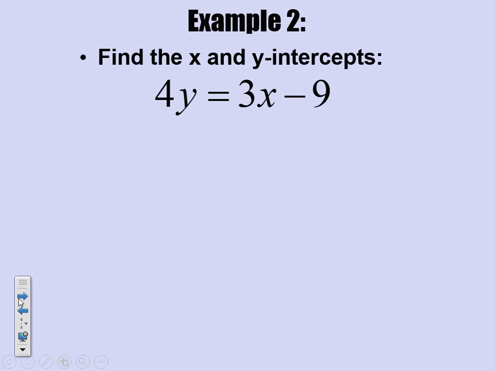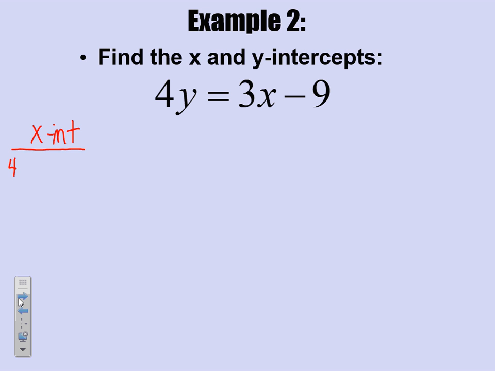Let's take a look at one more here. Finding the x and y intercepts of this example. We don't need to sketch the graph. It doesn't ask us to do that. This example is kind of written in a different way, but we don't need to worry about that. Finding x and y intercepts involves plugging in 0. So to find the x-intercept, we're going to take this equation and make the y become a 0.